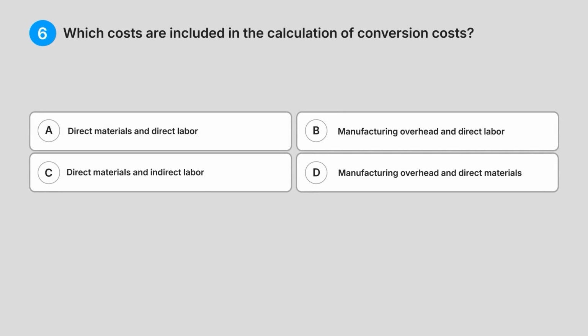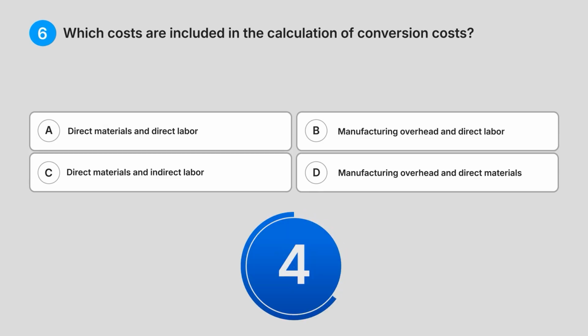6. Which costs are included in the calculation of conversion costs? A. Direct materials and direct labour. B. Manufacturing overhead and direct labour. C. Direct materials and indirect labour. D. Manufacturing overhead and direct materials. Do you know the answer?